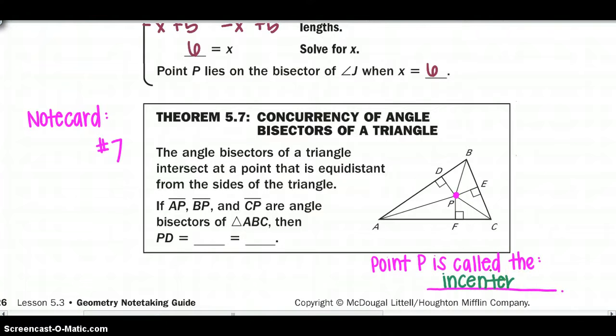So if AP, BP, and CP are angle bisectors, so if our angles are congruent on all of those parts, then I know that PD is equal to PE, which is also equal to PF.